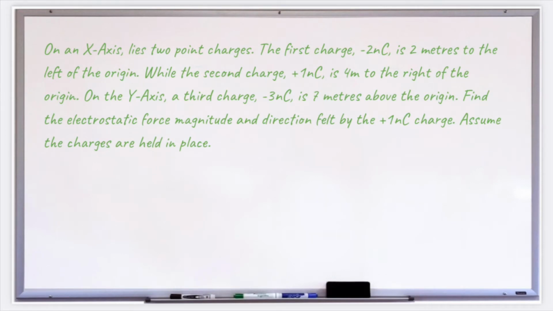The first charge, negative 2 nanocoulombs, is 2 meters to the left of the origin, while the second charge, positive 1 nanocoulomb, is 4 meters to the right of the origin. On the y-axis, a third charge, negative 3 nanocoulombs, is 7 meters above the origin. Find the electrostatic force, magnitude and direction, felt by the positive 1 nanocoulomb charge. Assume the charges are held in place.